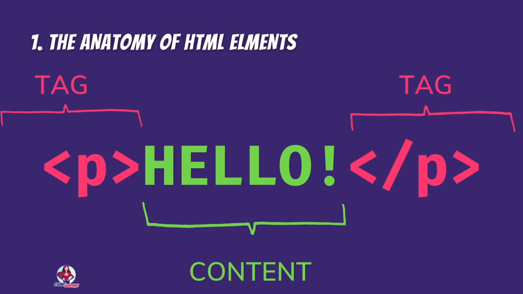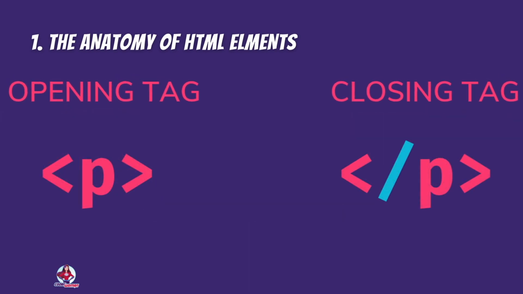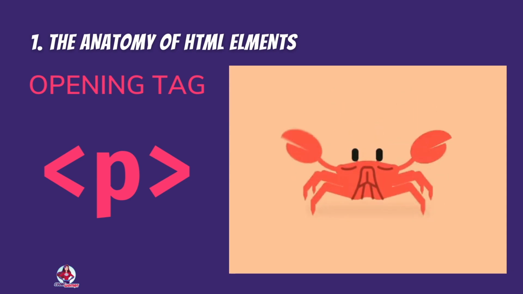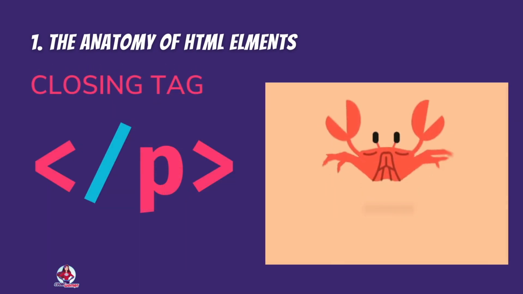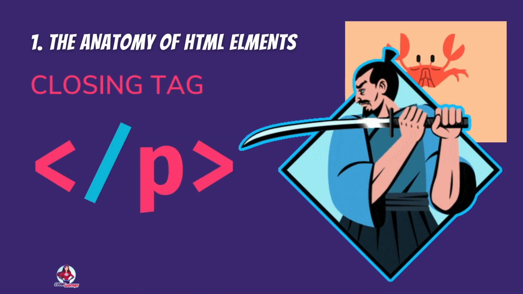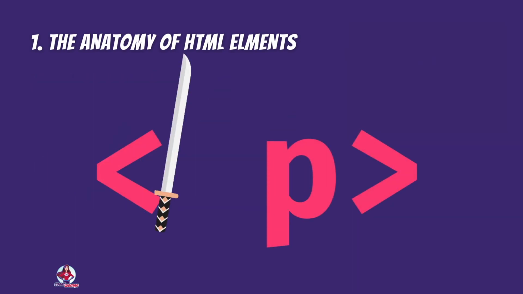Tags surround each HTML element. There's an opening tag at the beginning and a closing tag at the end. You will see these tags are inside angle brackets. Think of them like crab claws, holding the tag name in the middle. And here's how to remember it. Opening tags have crab claws around the name, while closing tags have the crab claws plus a samurai sword, that's a slash. They show the end of the element.